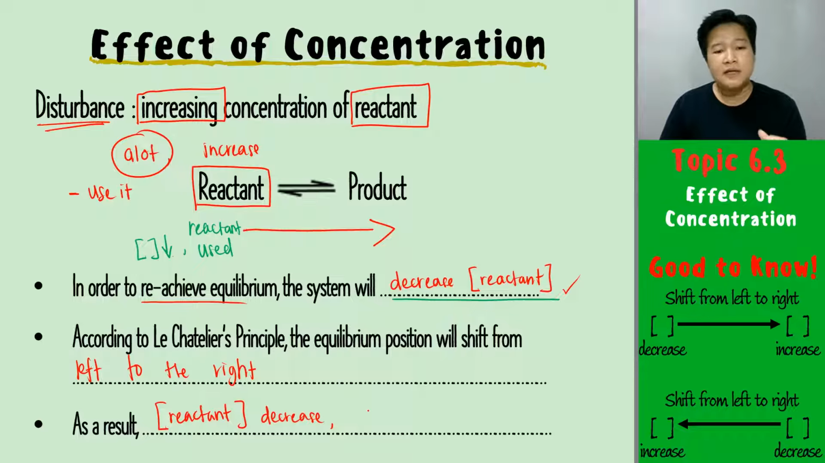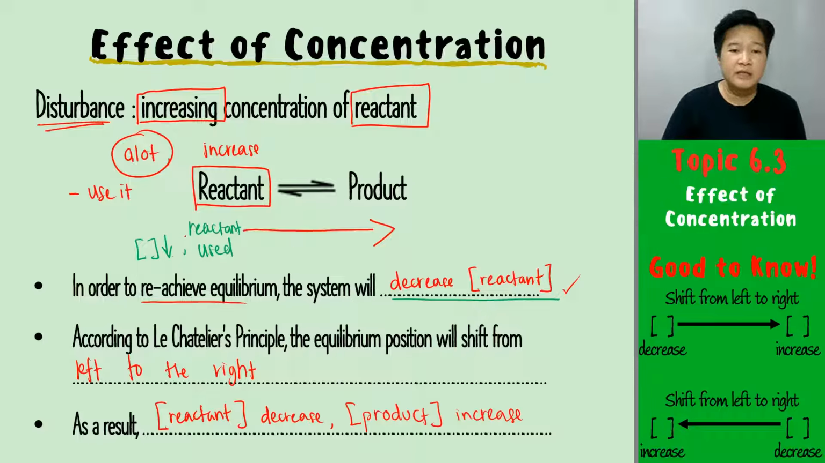Okay? Other than the concentration of the reactant decreasing, your product will increase. Why will the product increase? Simple. Because your equilibrium position is shifting from the left to the right. So when it's shifting from the left to the right, the product will be formed. When the product is formed, the concentration of product will increase. Alright? Simple, as easy as that.